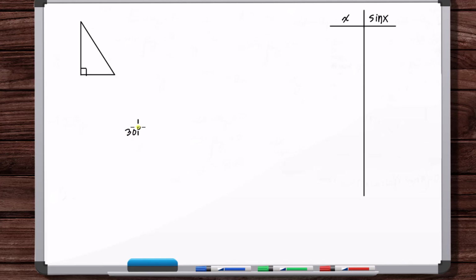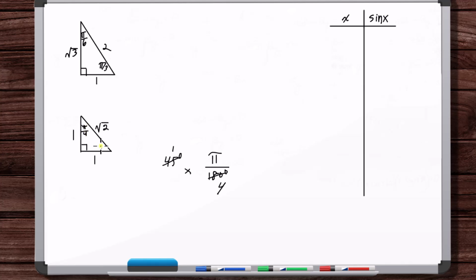So 30 degrees is pi over 6. And then 60 degrees is pi over 3. Now the 45, 45, 90. So 45 degrees, this side is 1, so pi over 4. We'll do the special angles, or any angle with a reference angle that's a special angle, and the quadrantal angles.